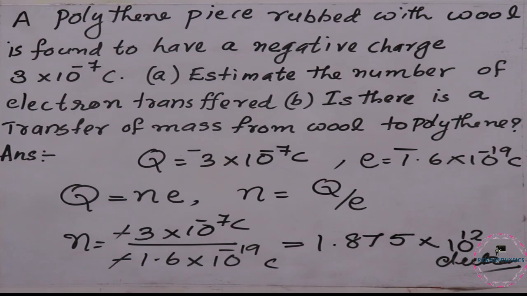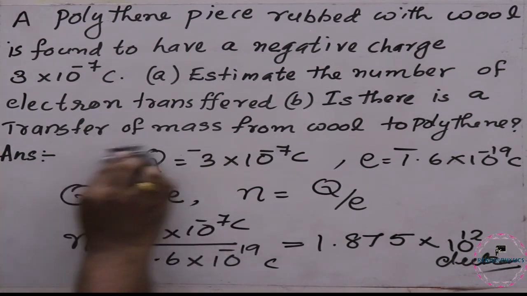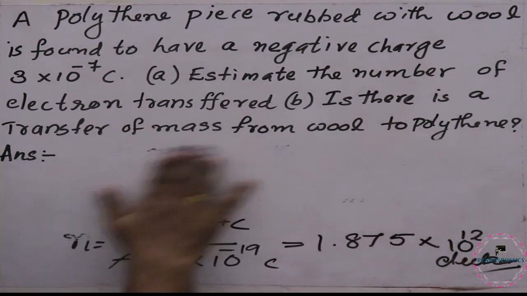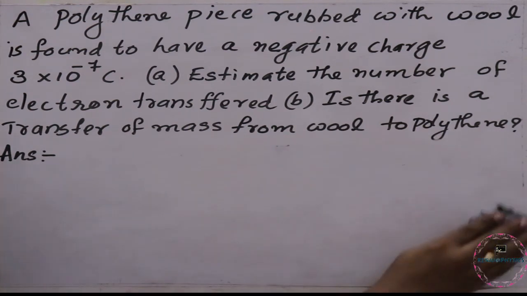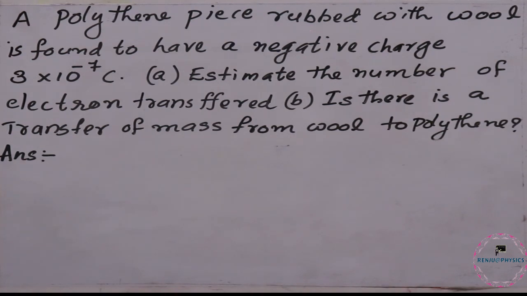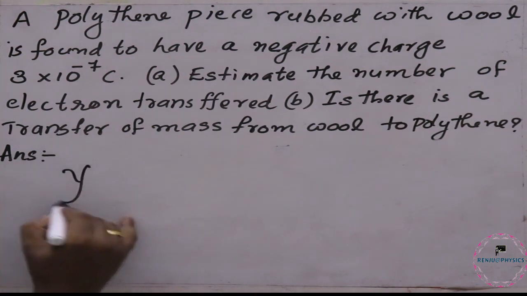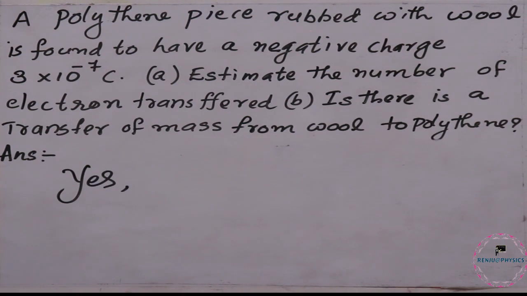Now the second question is, is there a transfer of mass from wool to polythene? When they are rubbing, electrons are transferring. So there is a gain of mass or loss of mass. Surely there will be a transfer of mass. So the answer is yes, mass is transferring from wool to polythene. How much mass is transferred, that we can find.